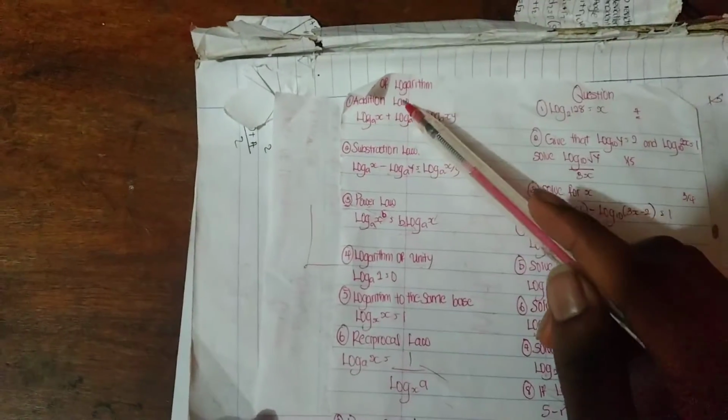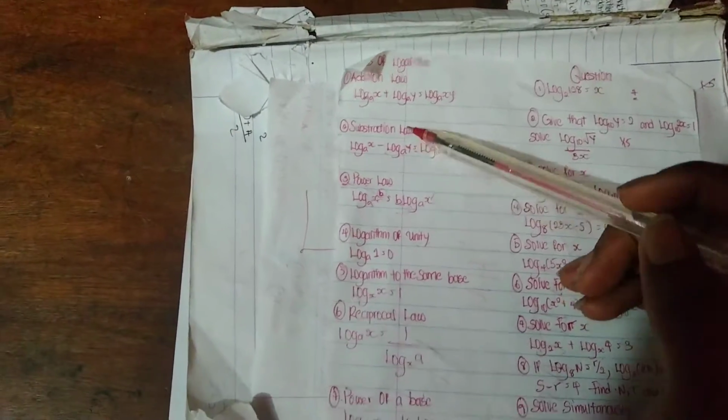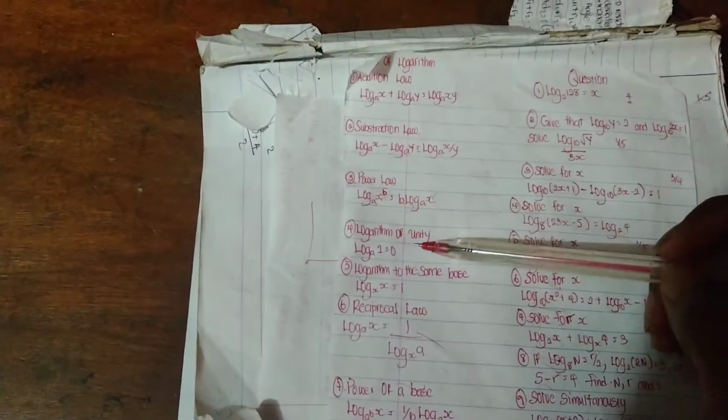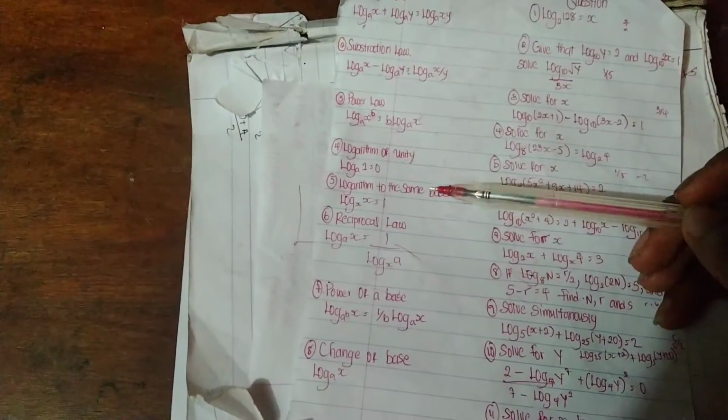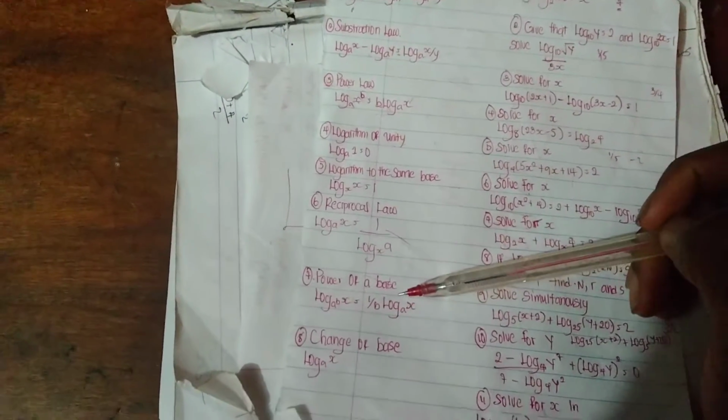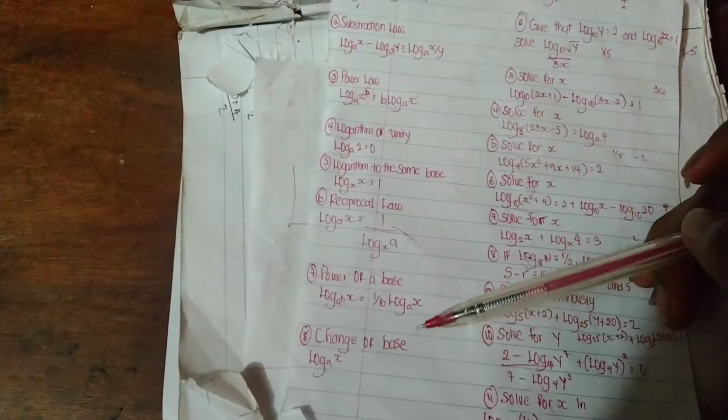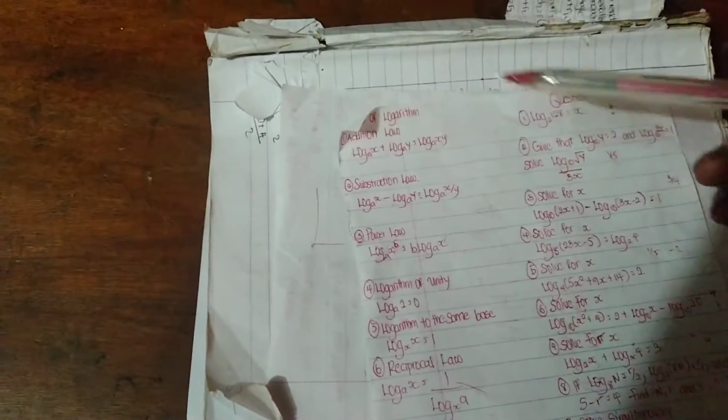So we can see we have the addition law, we have the subtraction law, we have the power law, we have the logarithm of unity, we have the logarithm to the same base, we have the reciprocal law, we have power of a base, we have change of base. So let's start from the addition law.